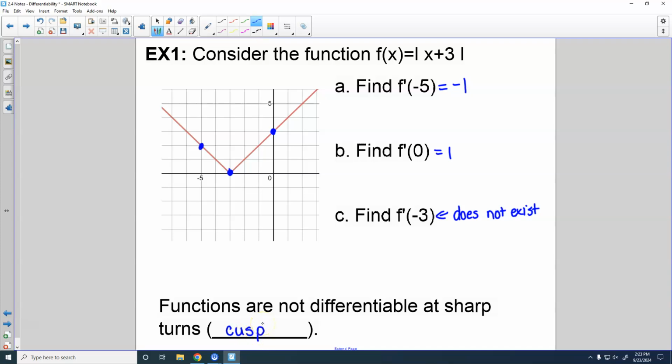So that's cusps. That is an acceptable word to use if you would like, but they'll take sharp turn. If you say this is not differentiable because there's a sharp turn in the graph, they'll take that. But it can also be called a cusp.